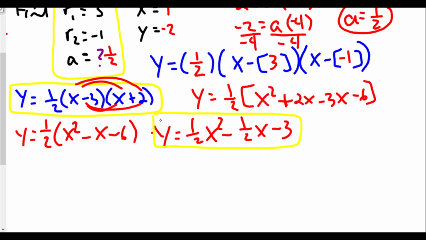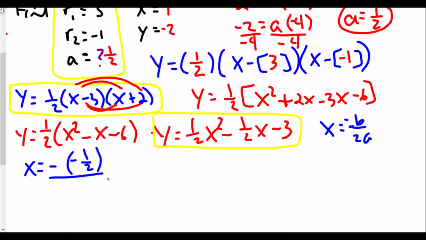Well, the vertex form requires us to find the axis of symmetry, which in this case is x equals negative b over 2a. Well, x is equal to negative, the b value is negative 1 half, but the a value is also 1 half. So our axis of symmetry will give us x equals 1 half over 1, or just x equals 1 half.